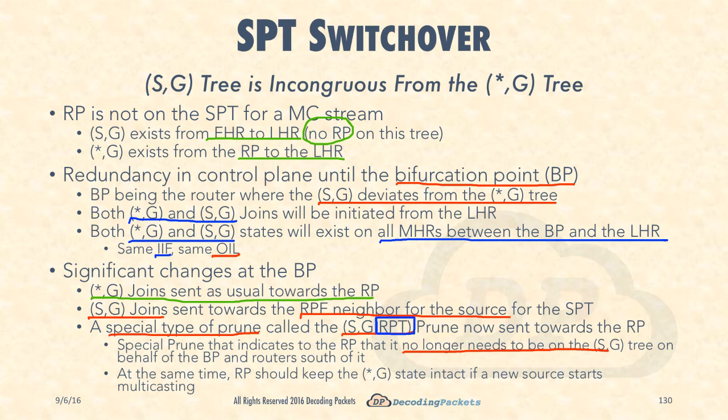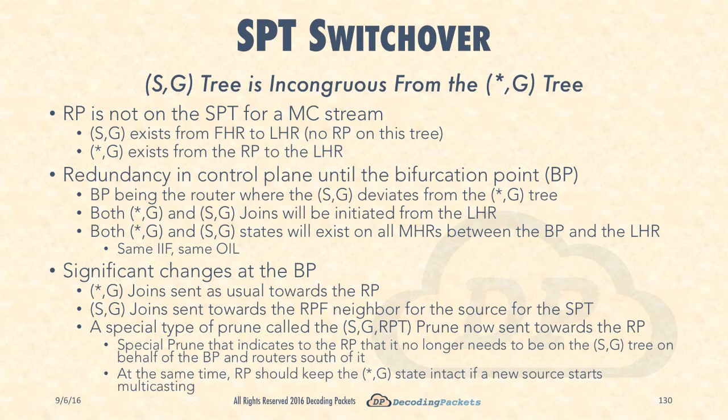At the same time, this is an S comma G prune for a specific reason. The RP needs to keep the star comma G state intact, once again for the new sources. Now, if this has caused complete confusion, the next set of animations will actually make this much, much better. But this is theoretically what is happening.